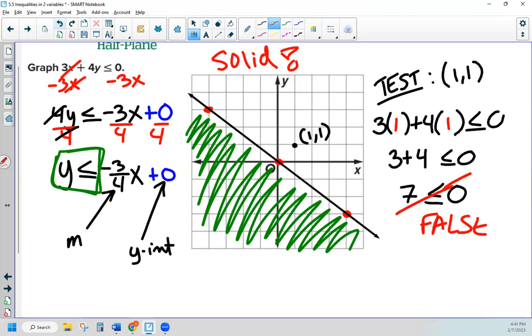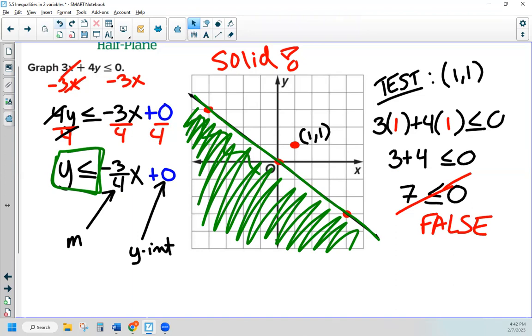And it's good. It should be false because the point that I'm testing is located right here, and it's not in the shaded region. It should give me a false statement for my inequality. Like I said, my answers are only the points that are on this line, and anything else that's below. All right. There we go.